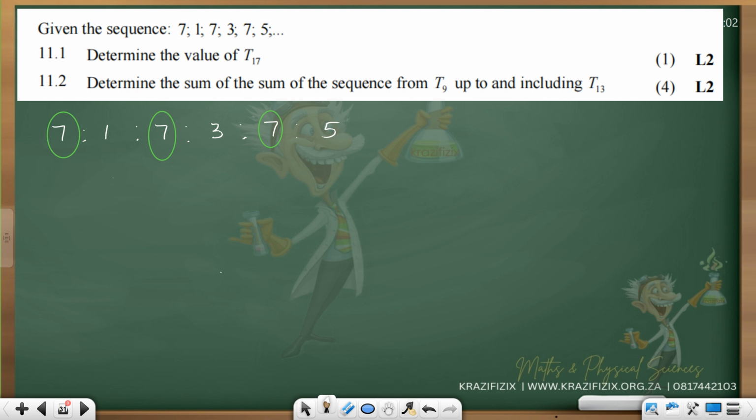And the other one is a 1, a 3, and a 5, which gives me a difference of 2. Oh, so the 7 becomes constant, and the one that is in between is an arithmetic. Learn to observe. What is the 17th term going to be?